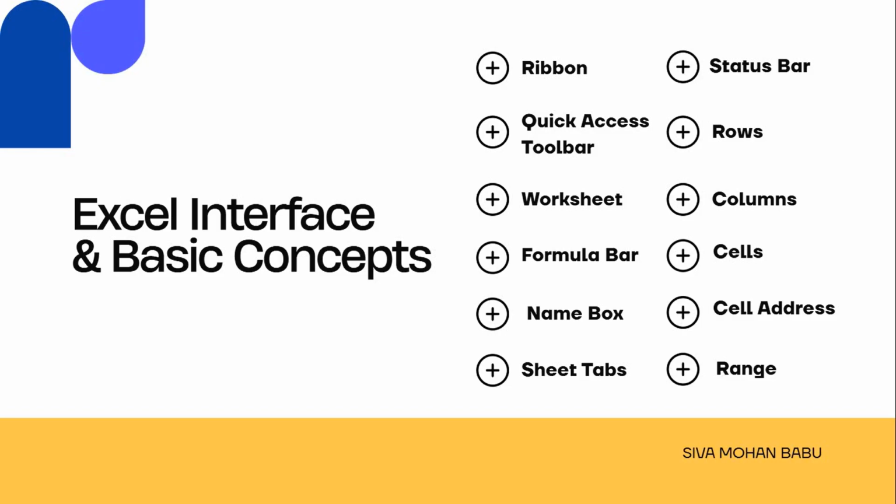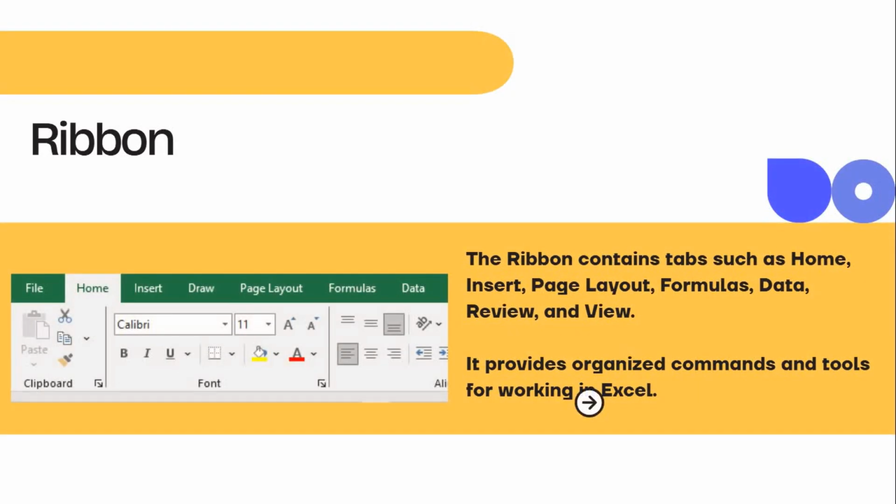11th concept is on cell address. 12th concept is on range. So these are the basic Excel interface concepts. Let's dive into each and every concept. First, understand what exactly the ribbons are. After this basic level of the 12 topics, we will move into the practical. So let's see what the ribbons in Excel are.